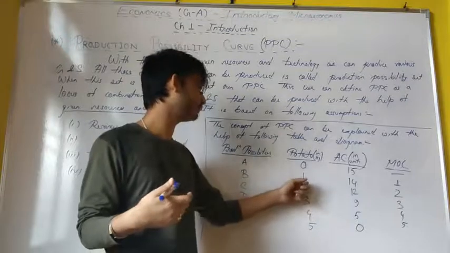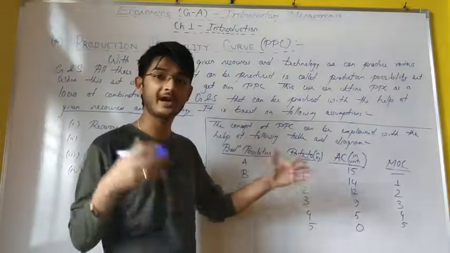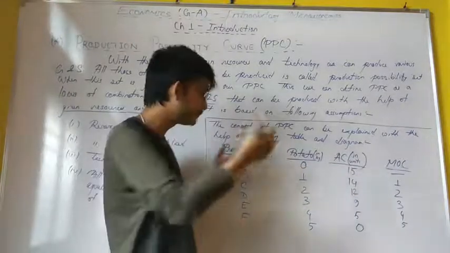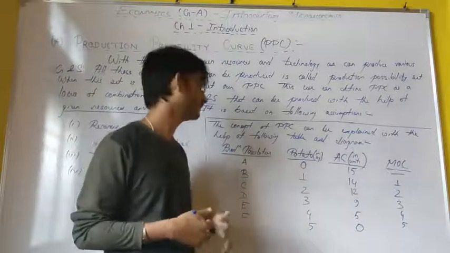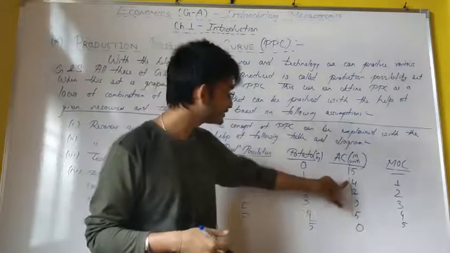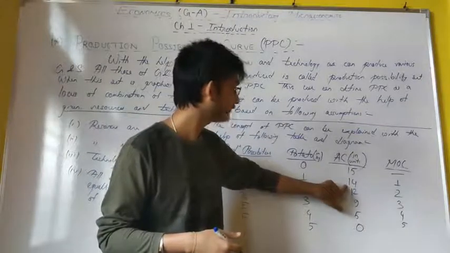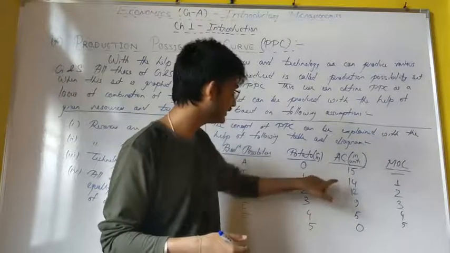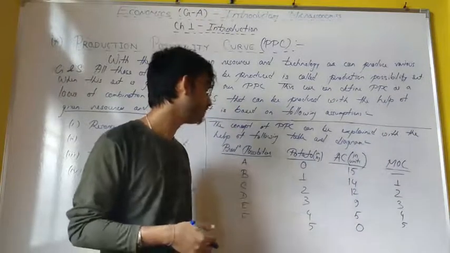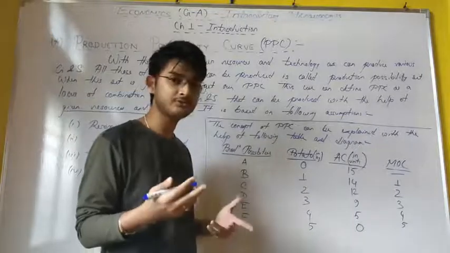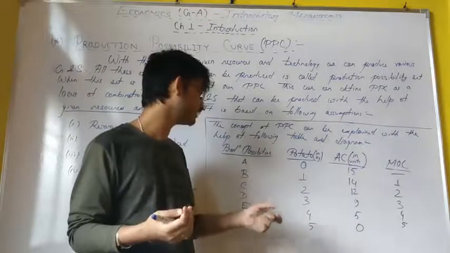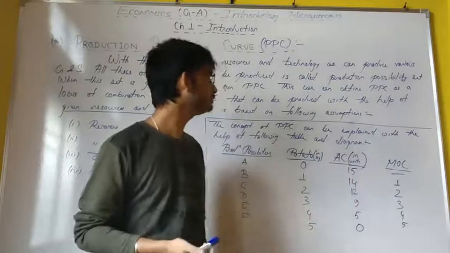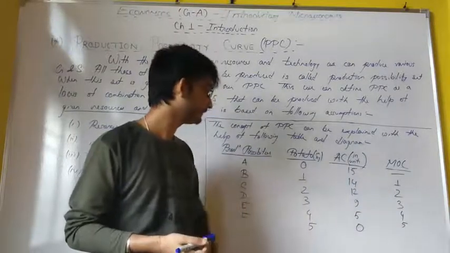If I want to make some potato, I need to withdraw some resources from the AC production and put into potato production. So hence I have to sacrifice 1 unit of AC. Hence I have come down from 15 to 14 in order to produce 1 kg of potato. If I want to produce one more extra unit of potato, that means 1 to 2 units, I need to sacrifice 2 units of AC production.